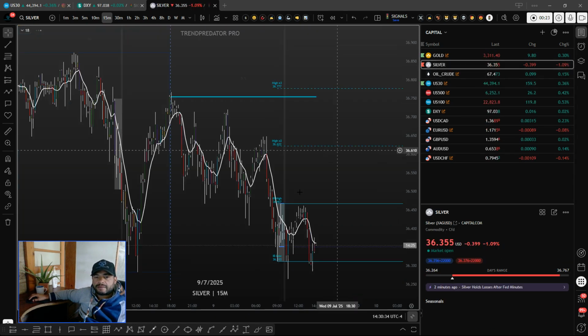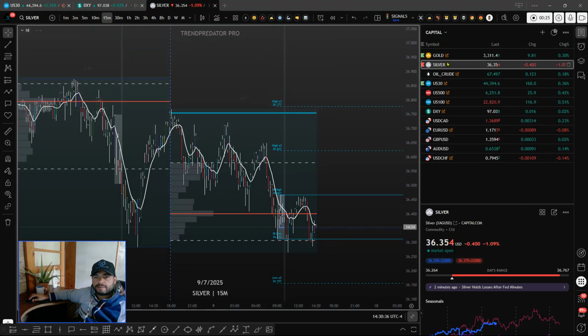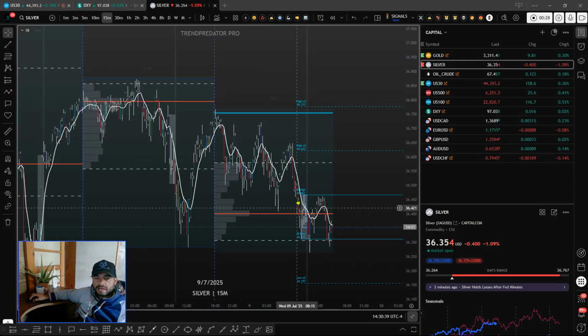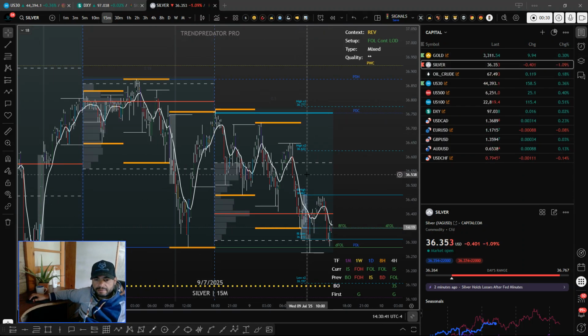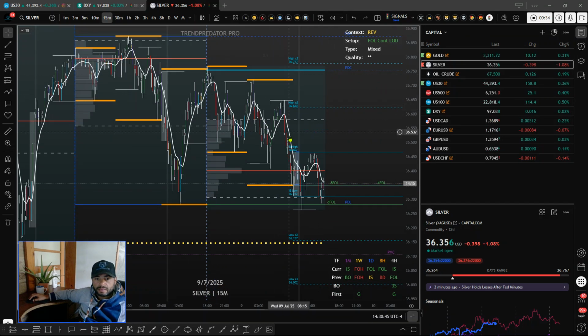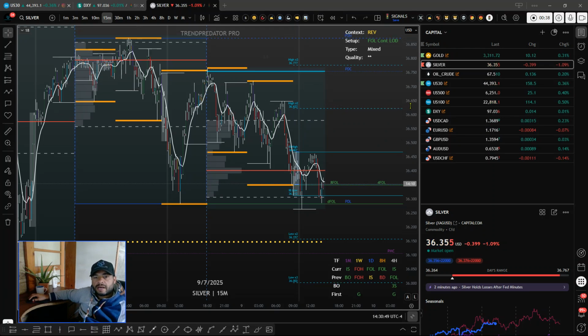Silver we were looking at with a bearish bias, and there hasn't been really much outcome in silver other than it's just stayed in the lows of the day, really.